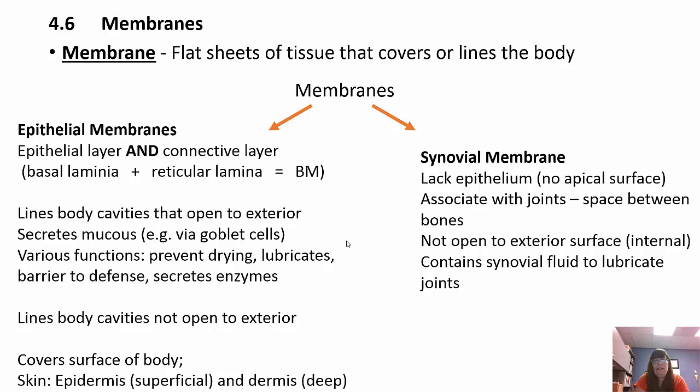They line body cavities not open to the exterior as well. And they can cover the surface of the body. So like the epidermis of your skin, superficially speaking, and the dermis going down deep. Synovial membranes are with your synovial joints. It's a space between the bones. They do not have epithelium. They do not open to the exterior surface. They're internal. And they have something called synovial fluid inside of them, which actually lubricates the joints.